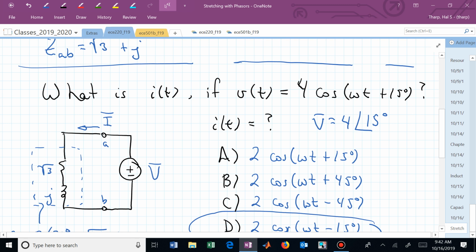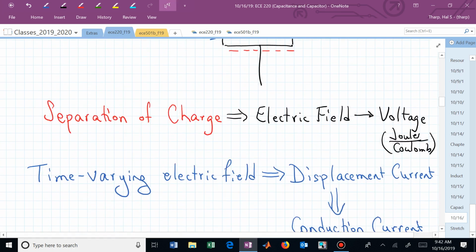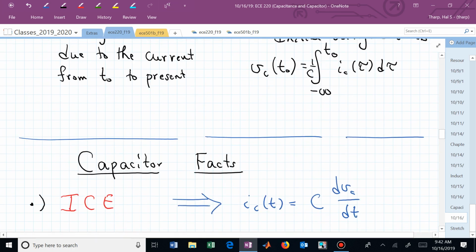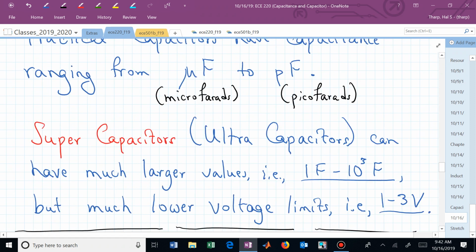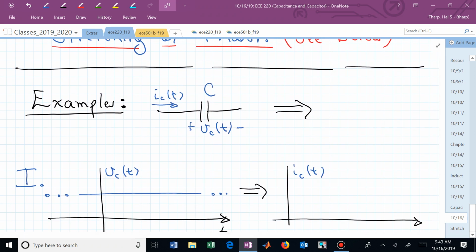Questions relative to phasors? Then we will return from that stretching exercise and talk about chapter 6 into capacitors, relative to the relationship between voltage and current.